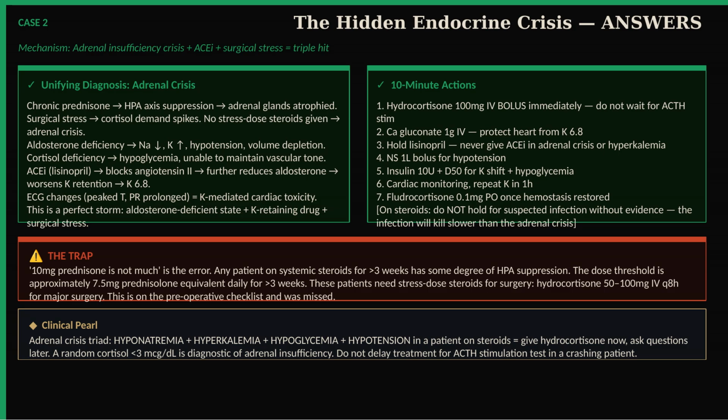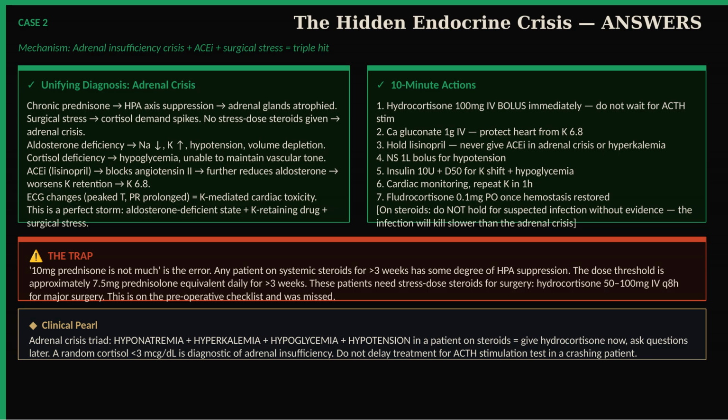And when they say, hold the steroids for a possible infection, your answer is no. The infection, if there even is one, kills slower than the adrenal crisis will. The trap is that phrase, "10 milligrams isn't much." Anyone on systemic steroids above about 7.5 milligrams of prednisolone equivalent for more than 3 weeks has HPA suppression and needs stress dosing for surgery. It's on the pre-op checklist, and it was missed.